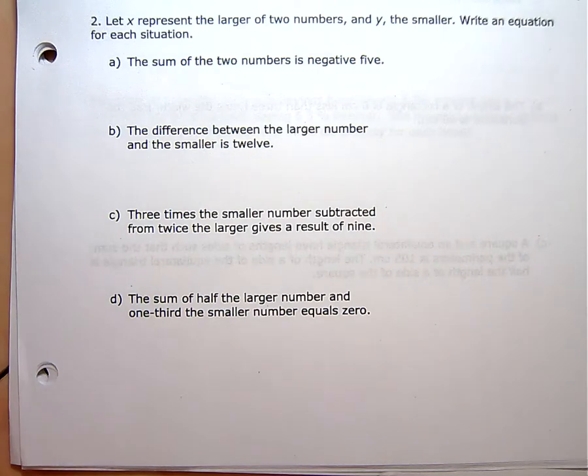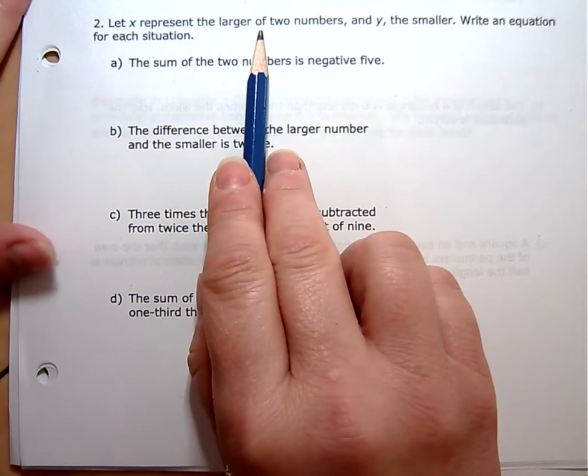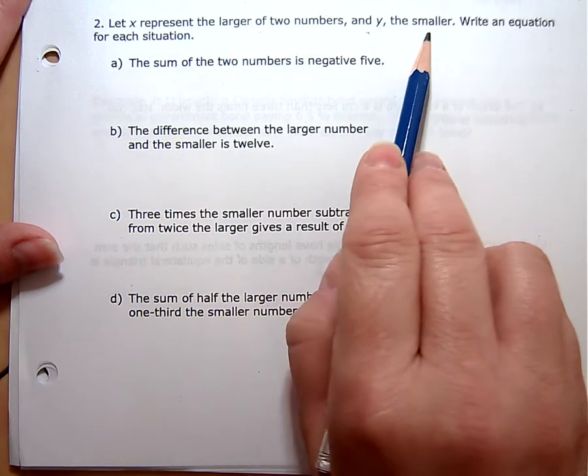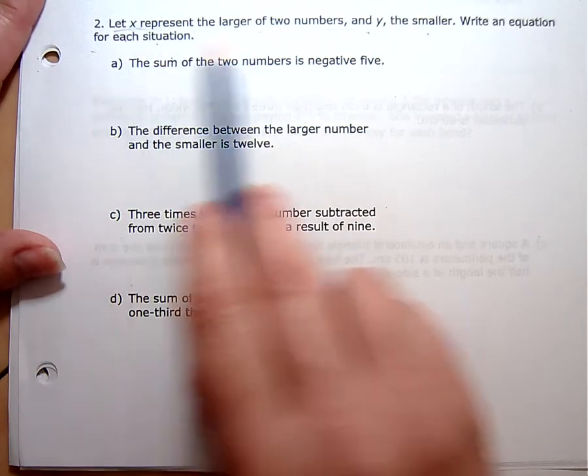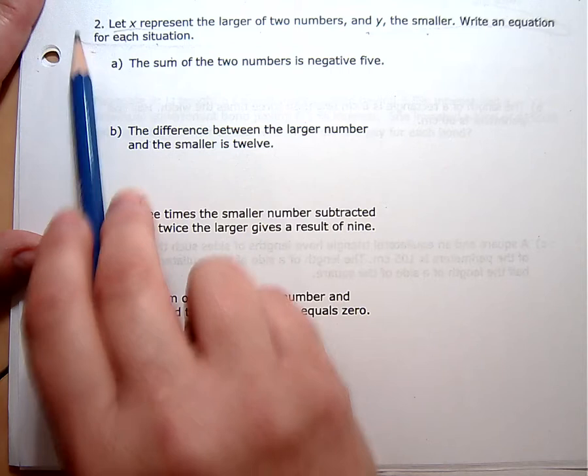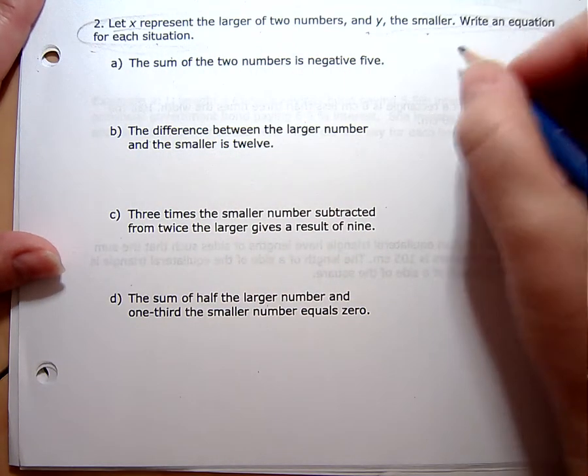Hey there, we're going to take a look at setting up word problems, and actually before we even get to that, we're still translating from math into English into math. So if we're going to let x represent the larger of two numbers and y is the smaller, write an equation for each situation. Now, this is how we write let statements in English. I'm going to show you how we write them in math. It's kind of in English, but it's a shorter version.